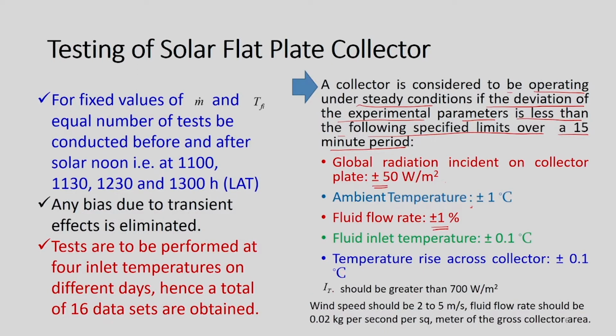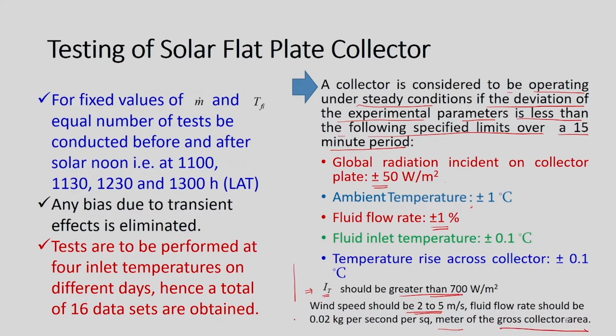Also, the IT value, the total radiation falling on the collector, should be greater than 700 W/m², the wind speed should vary from 2 to 5 m/s, and the fluid flow rate should be 0.02 kg/s per square meter of the gross collector area.